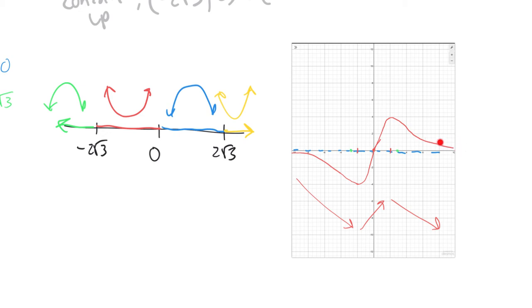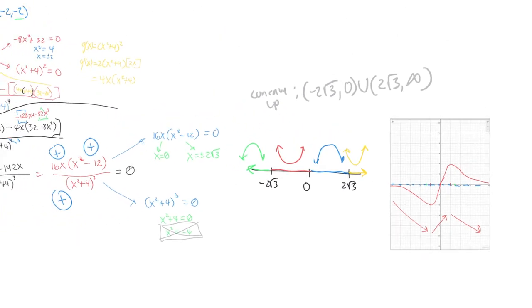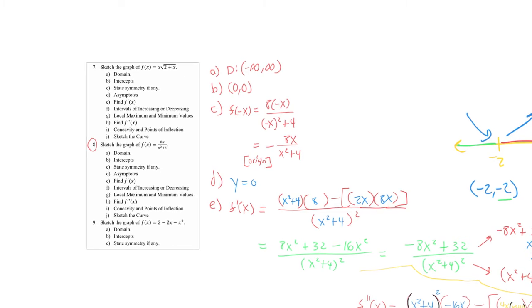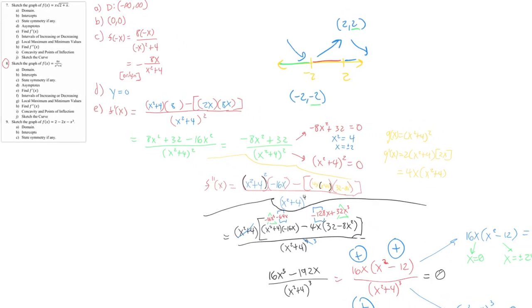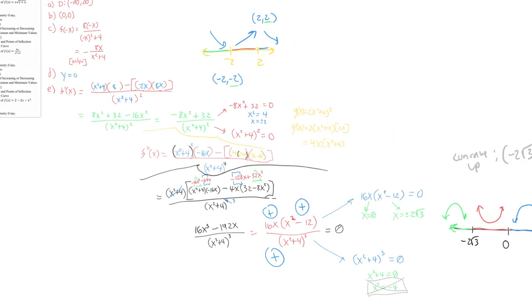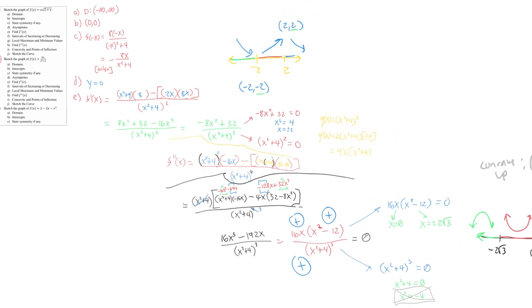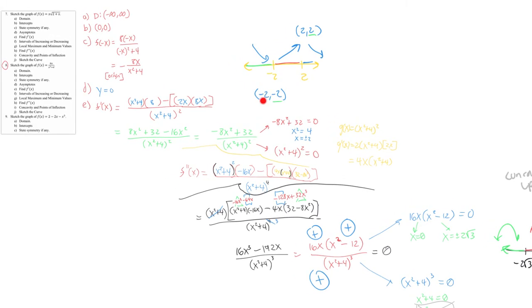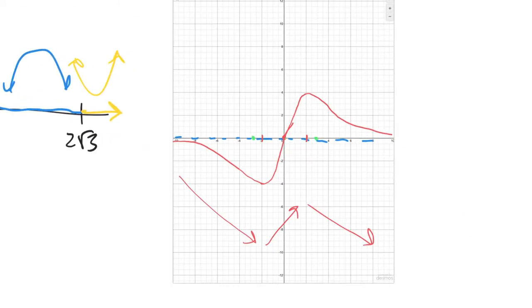So that is good. Now, did I take into account minimum and maximum? Did they even ask me for the minimum and maximum? I don't know. Yeah, they did. Okay, so we have that information. That's part G. Yeah, they did. We found that before. That's (-2, -2) and (2, -2). So I will fix that right now.